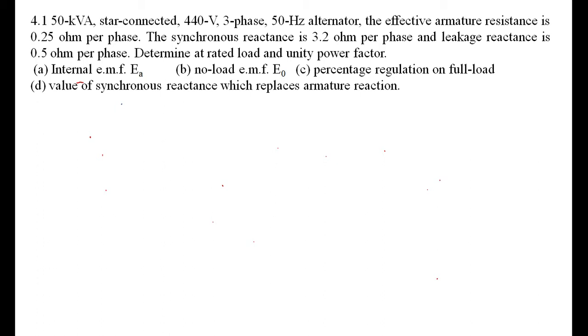First, from the given data, all the calculations are made on a per phase basis. Therefore, we have to convert the line voltage, that is 440 volt, into the phase voltage, and calculate the line current. In the case of star connection, the line current is the phase current. Then we will proceed to what he asked.